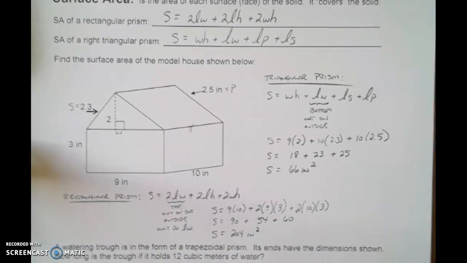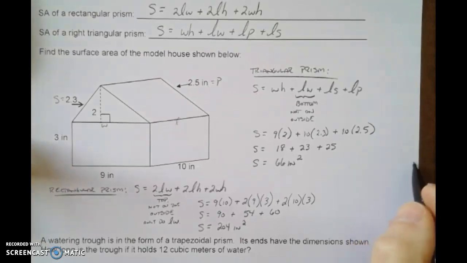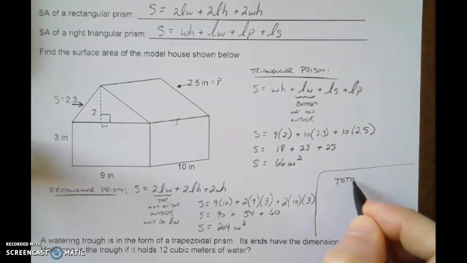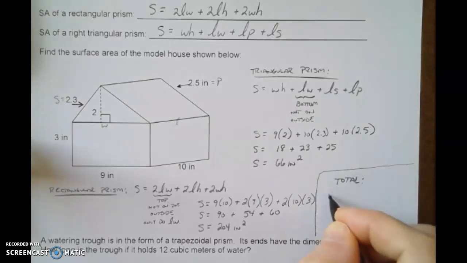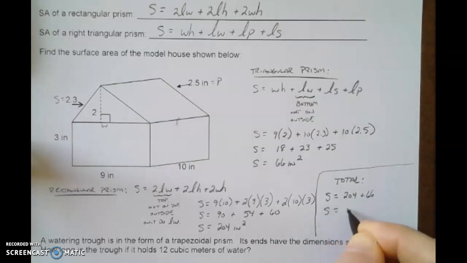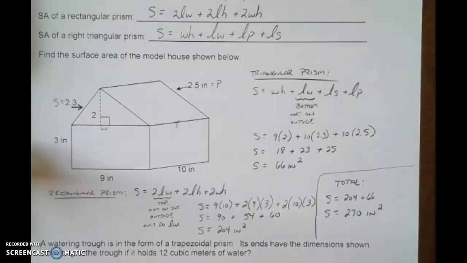Now, in order to get the total, again, I'm going to have to add my values together. So I'm going to create a spot over here for the total. S is going to equal 204 plus 66, which means that the total surface area is going to be 270 square inches.